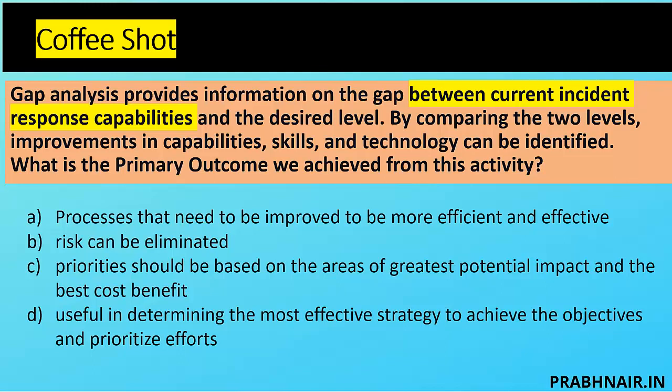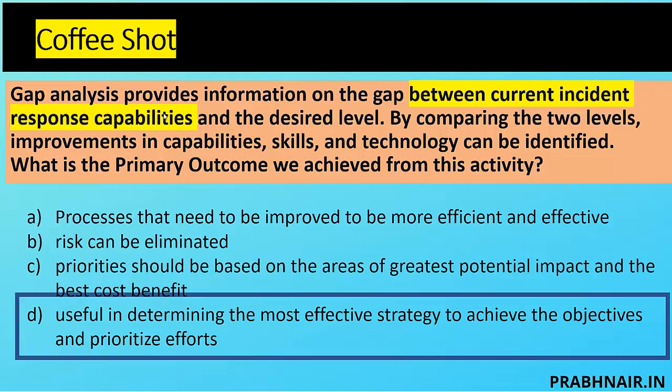Even if you go for process improvement, how are you going to improve the process? For that we need to set the objectives. So that is why A is covered in D. Useful in determining the most effective strategy to achieve the objective and prioritize the effort. Now, as I said, you are continuously getting wrong in risk management and incident management. So you understood, first I will learn risk management and then I will learn incident management. So this is how you prioritize to achieve a desired state. That's why the answer is D for delta.